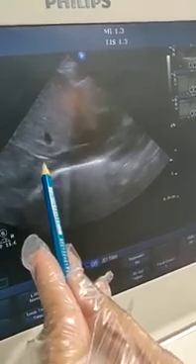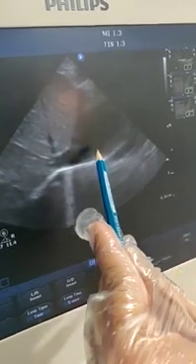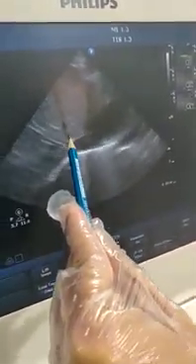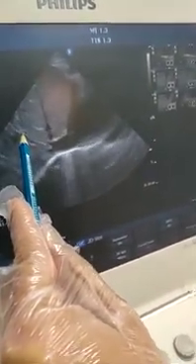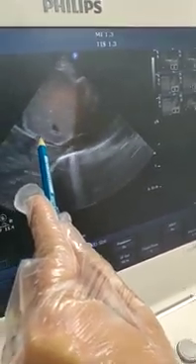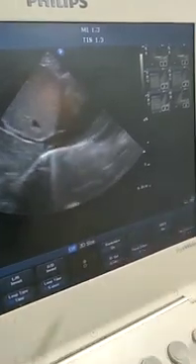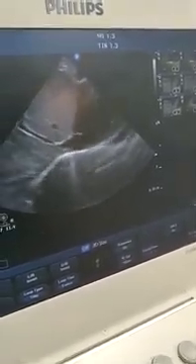How do we identify inferior vena cava? Inferior vena cava is connected to the right atrium. This is the right atrium. This is the liver, and what you see is the hepatic vein here, and this is the inferior vena cava. Can you see that? Anechoic area, the inferior vena cava bounded by echoic lines. You can see this is the inferior vena cava connected to the right atrium. This is very important to demonstrate the distensibility index.